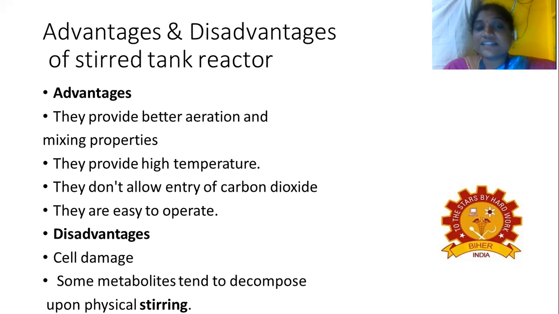Advantages and disadvantages of stirred tank reactor. Some of the advantages are they provide better aeration and mixing properties, they provide high temperature, they don't allow entry of carbon dioxide, and they are easy to operate. But the disadvantage is cell damage. Cell damage might occur in the stirred tank reactor since the stirrer is mixing the contents, and some metabolites tend to decompose upon physical stirring. So these are some of the advantages and disadvantages of a stirred tank reactor.